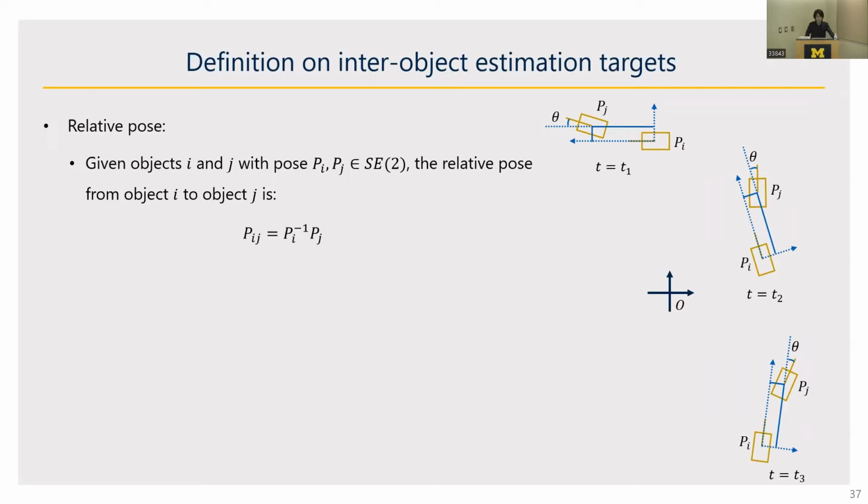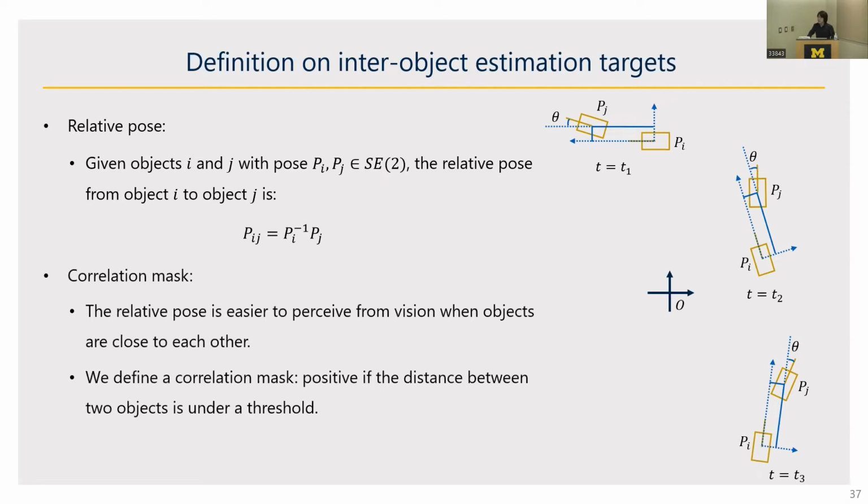So it is pretty straightforward. The relative pose from object I to object J is basically just the pose of object J in the reference frame of object I. And we also define a correlation mask. This is because we observe that the relative pose is easier to perceive from vision when the objects are close to each other. Therefore, we define the correlation mask as positive if the distance between two objects is under a threshold. And we only estimate the relative pose between the objects with positive correlation mask.